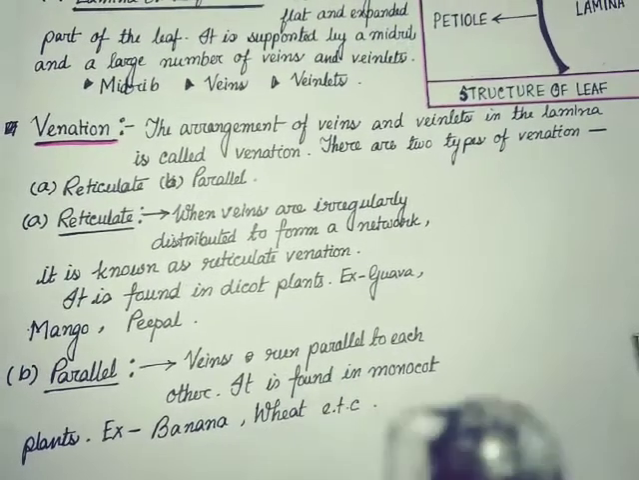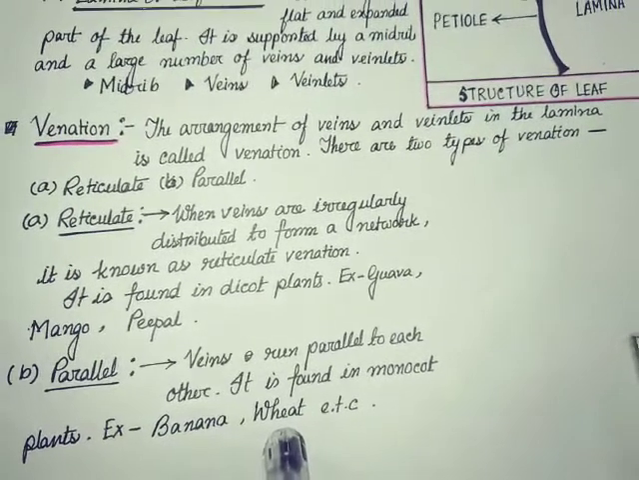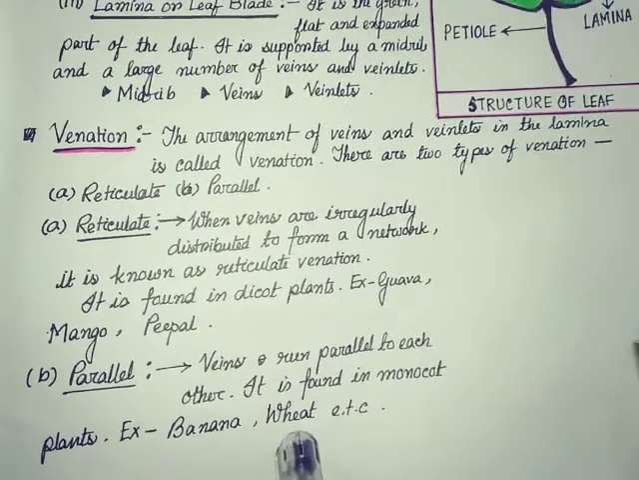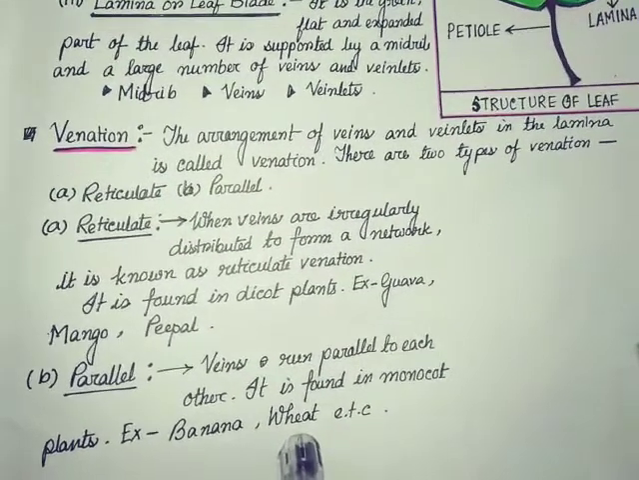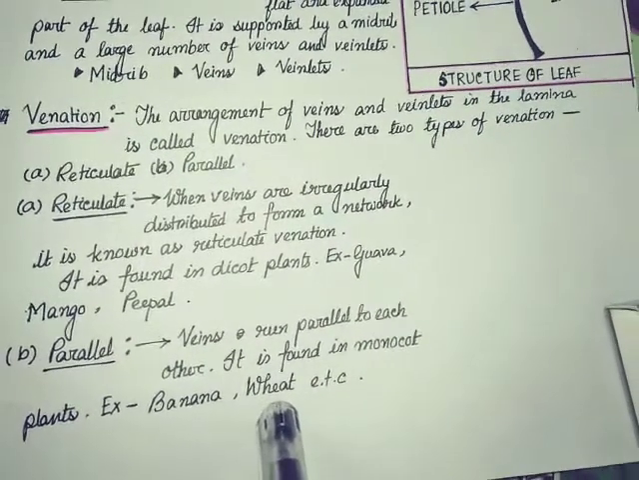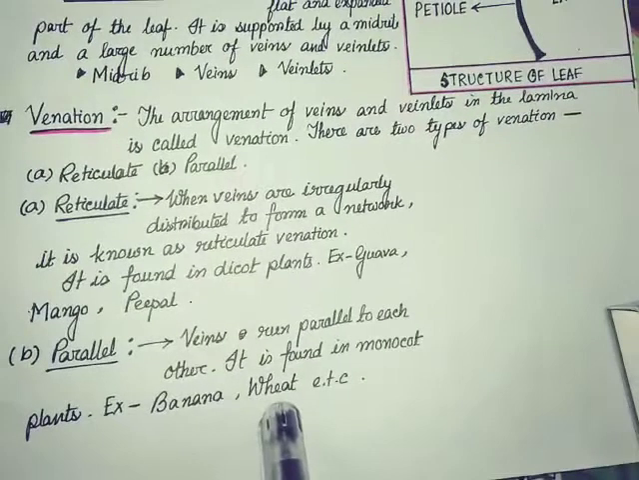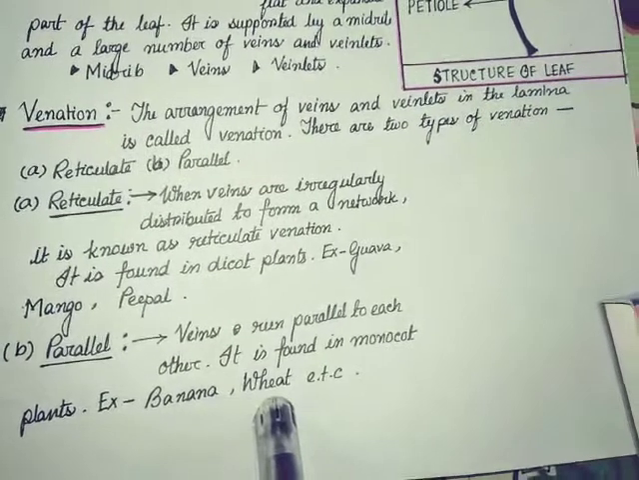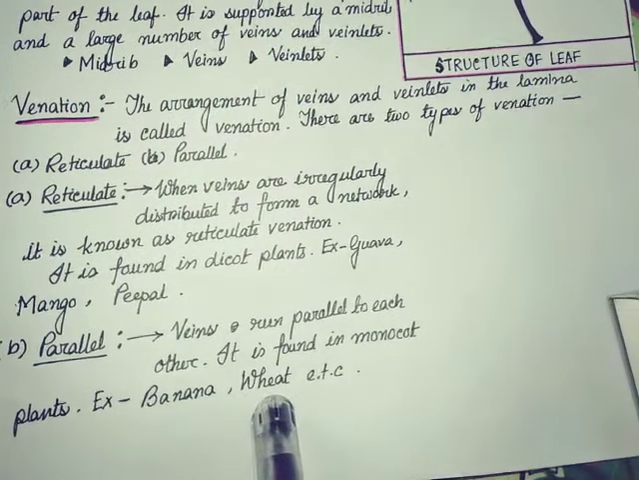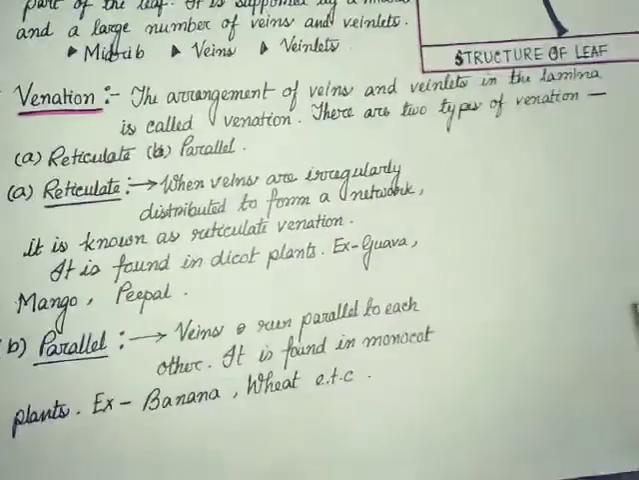So the first point: the arrangement of veins and venlets on the lamina is called venation. Two types of venation are there, reticulate and parallel. When the veins and venlets are distributed irregularly and form a network on the lamina, it is called reticulate venation. It can be found in dicot plants like guava, mango, etc. And parallel venation means when the veins are distributed parallel to each other, they are not forming any irregular network on the lamina. It is called parallel venation. For example, banana and wheat.